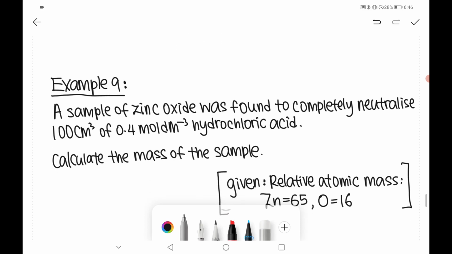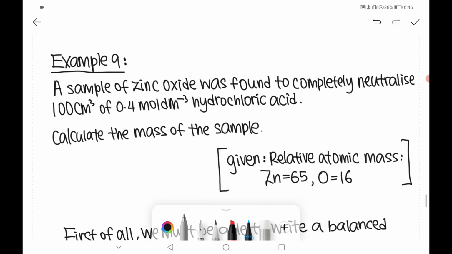So this will be the last example that we will discuss in today's lesson. Okay, so the question says that you have a sample of zinc oxide was found to completely neutralize 100 cm cube, 0.4 mole per dm cube hydrochloric acid. Calculate the mass of the sample.